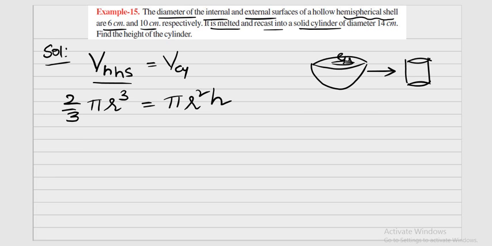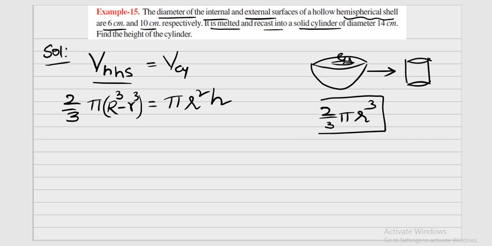See, whenever you are given a hollow shape, simply in place of r, replace with capital R and small r and give their individual powers. So 2/3 pi times capital R cube minus small r cube. So this is nothing but the formula. That is the reason why I have written volume of hemisphere first. 2/3 pi r cube is nothing but volume of hemisphere. So in place of r, if I replace with capital R and small r with their respective powers, then we get volume of hollow hemisphere, right?